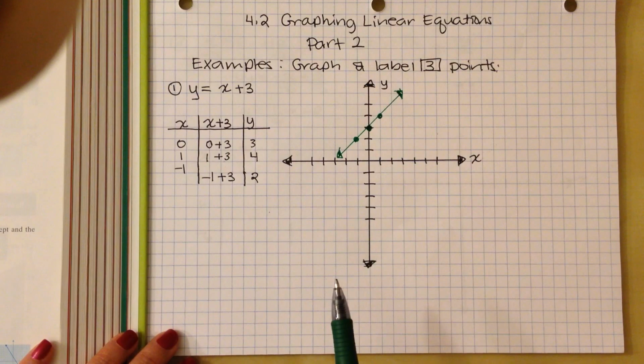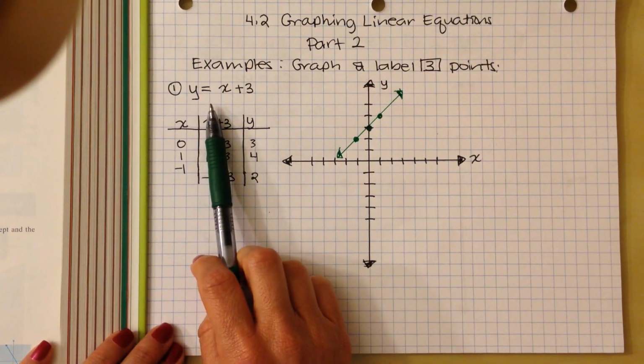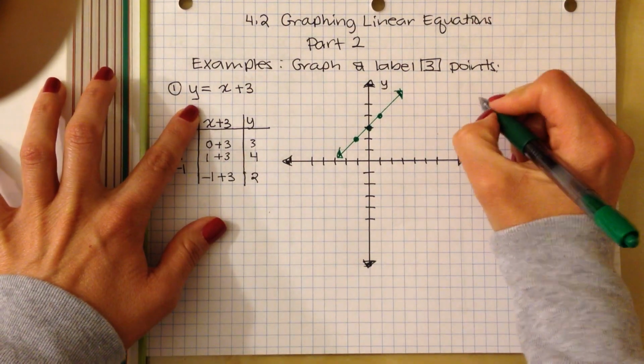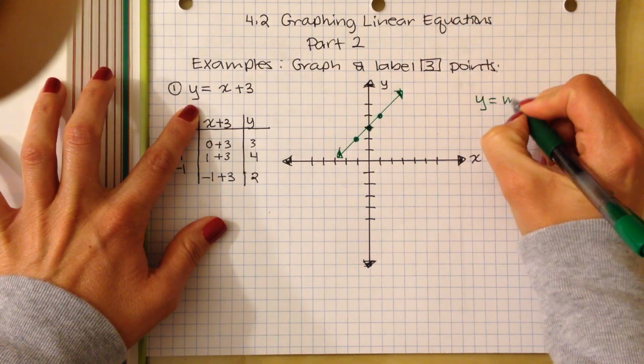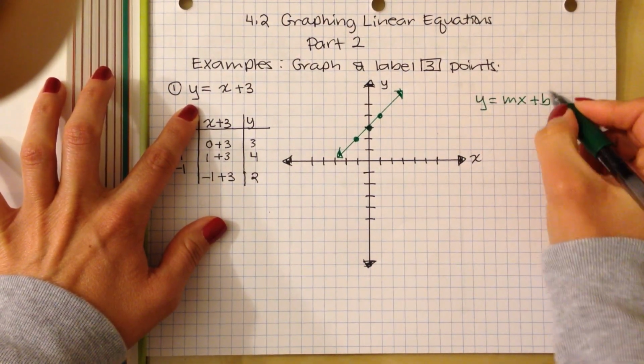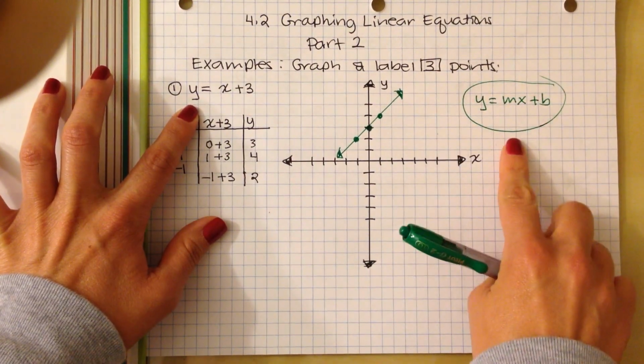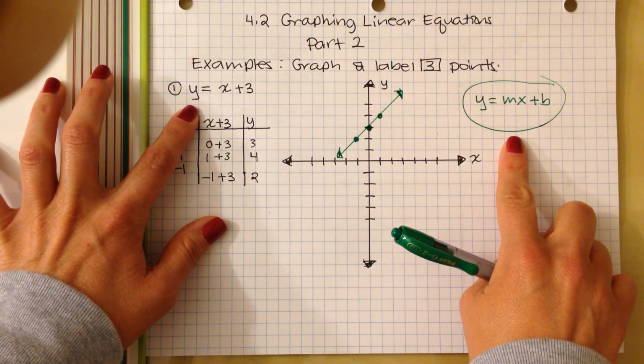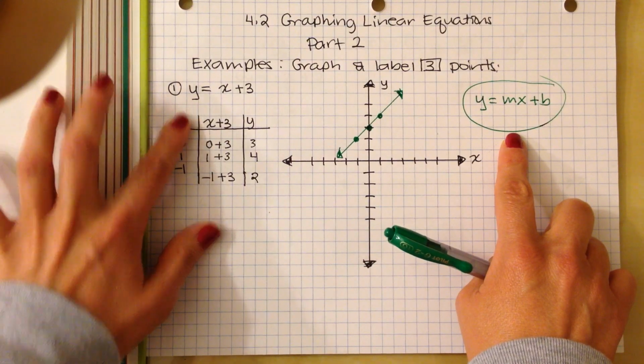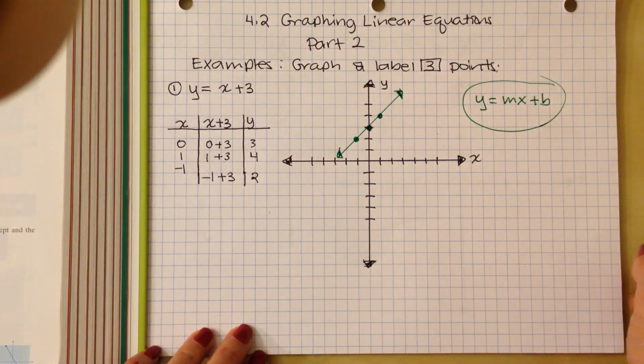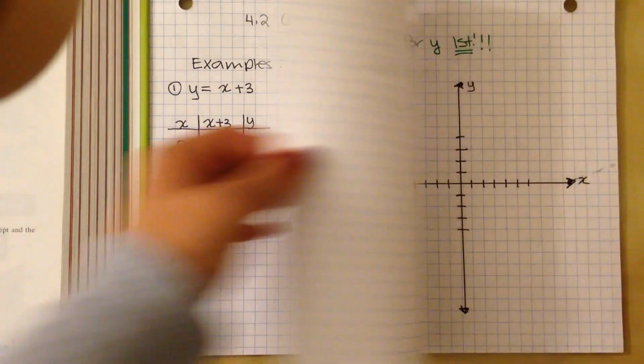One quick thing to notice is that the equation is solved for y. This equation is in y equal to mx plus b form. This is the best way to have your equation solved for y if you want to graph. Next example.